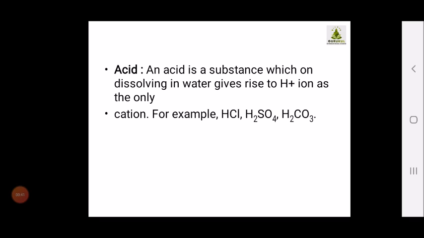Examples of acids are HCl, that is hydrochloric acid, H2SO4, sulfuric acid, and H2CO3, carbonic acid. Children, if you look at these, you will see that they give rise to H+ ions, meaning acids are substances having hydrogen as a positive ion. Okay children, so these are examples of acids. Nitric acid, sulfuric acid and hydrochloric acid are different types of acids having H+ ions as the only cation.